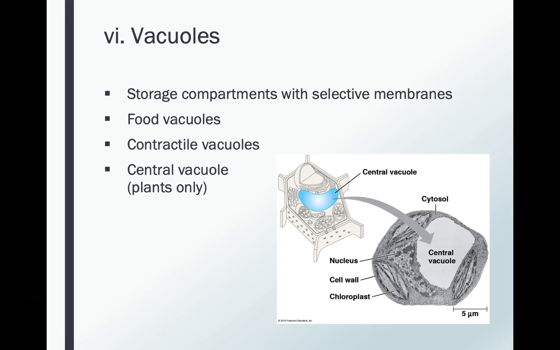And the central vacuole is important in keeping the cell full and keeping it healthy. So the cell wants to hold water in there, and it sort of keeps the cell nice and plump. We can also have food vacuoles. We saw that in the previous example with the lysosomes. Those are little storage compartments for food.